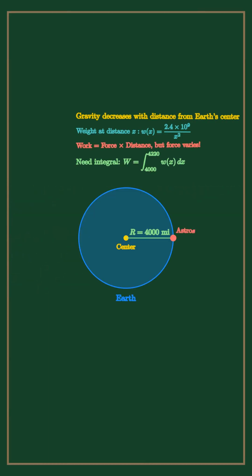Here's Earth with radius 4,000 miles. The astronaut starts at the surface, 4,000 miles from the center. The International Space Station is 220 miles above, so 4,220 miles from Earth's center. The astronaut's weight decreases from 150 pounds at the surface to about 134.8 pounds at the ISS altitude.